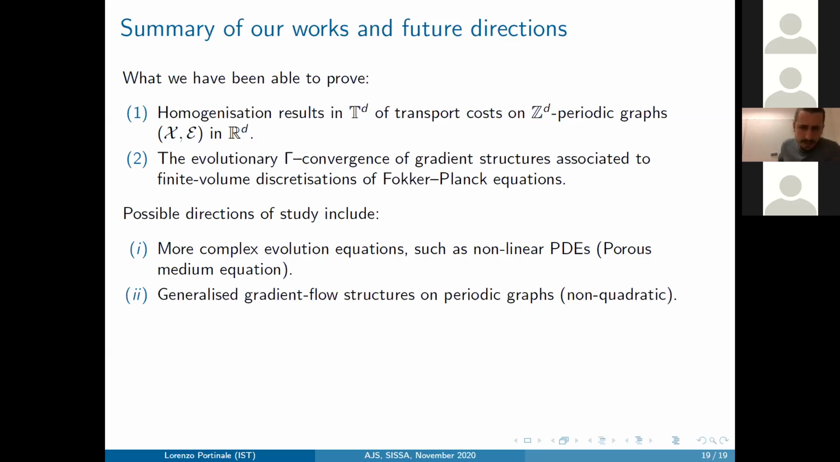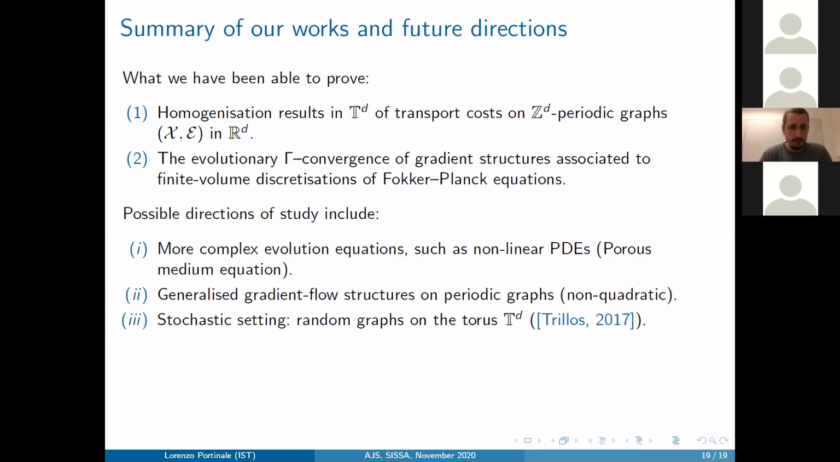The second thing that I have in mind is also to study more general gradient flow equations. I talked about the gradient flow with respect to Wasserstein 2, but I told you that we obtain results for more general transport costs. One can in fact look at generalized gradient flows with respect to more general transport costs to describe, for example, conservation laws or other general evolution equations. And it would be nice to understand whether we can get some approximation results for more general gradient flow evolutions.